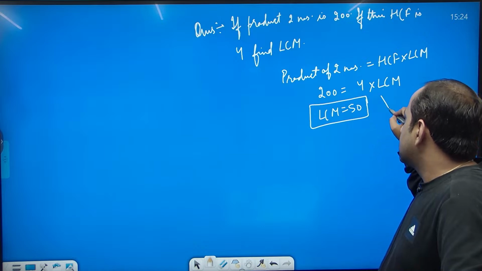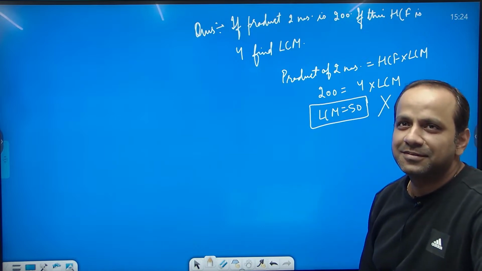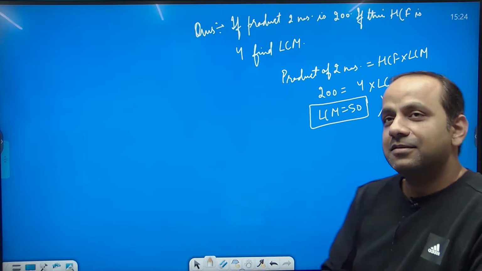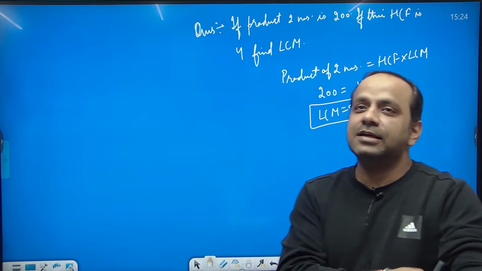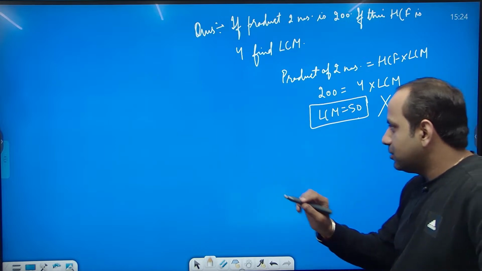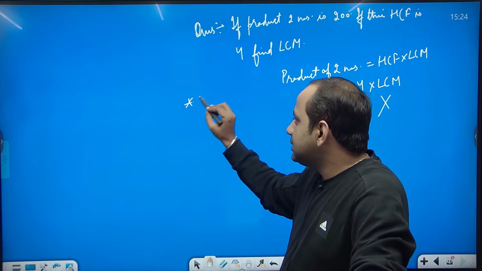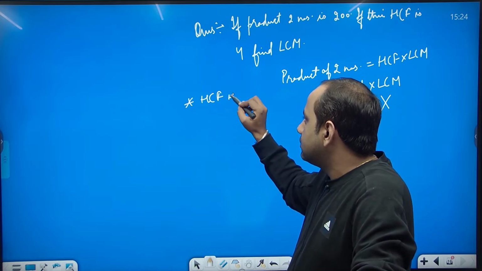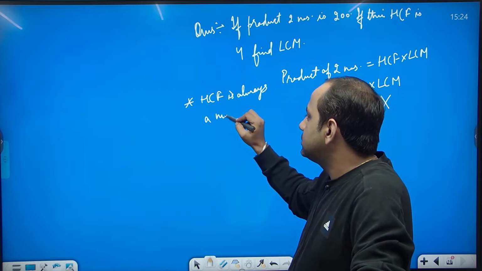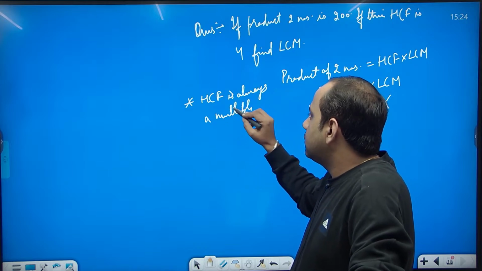So 50 is not correct. Why is this not correct? Can anybody tell me? Exactly, Ritik. 50 is not correct because, make sure this point is very important, HCF is always a factor of LCM. HCF is always a factor of LCM.